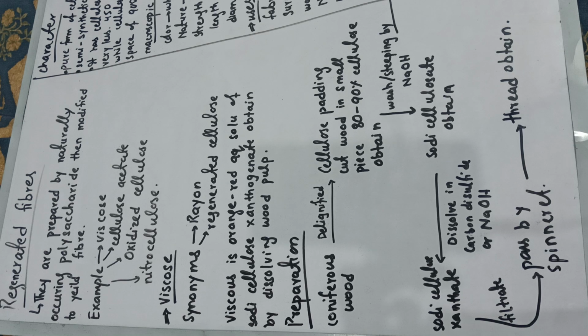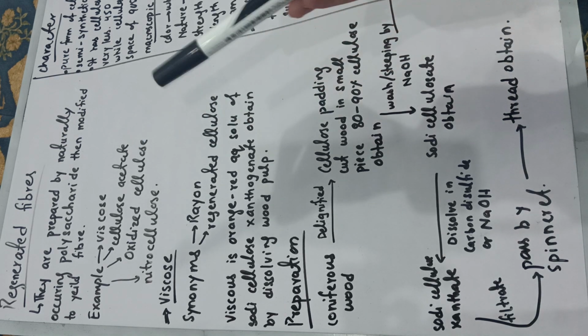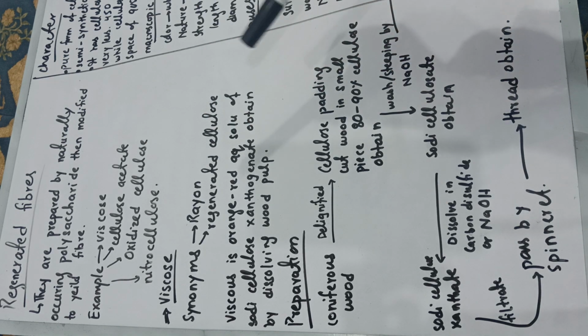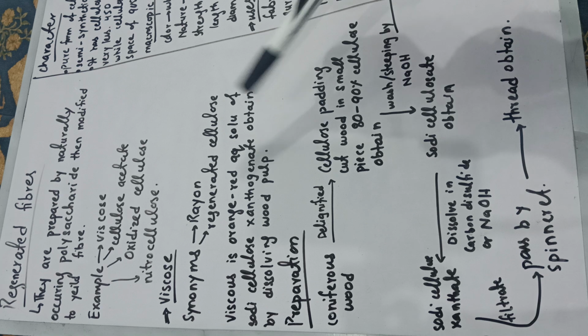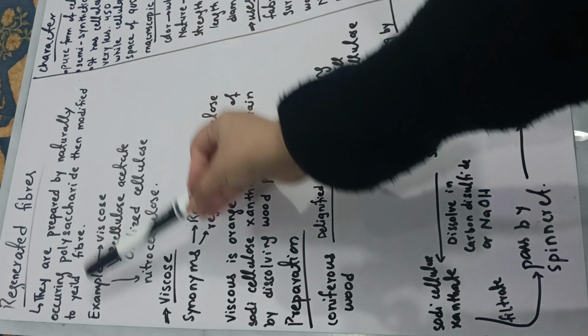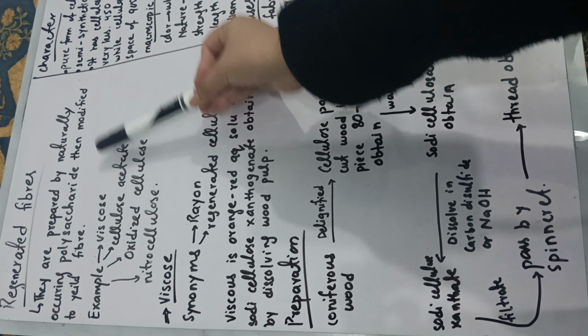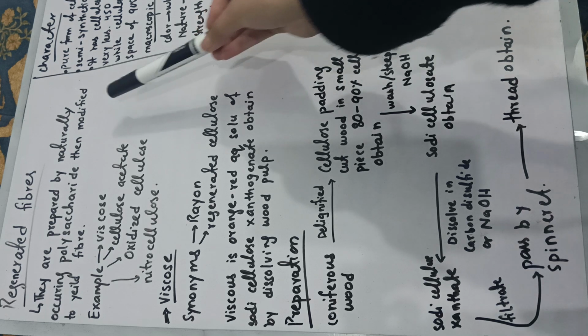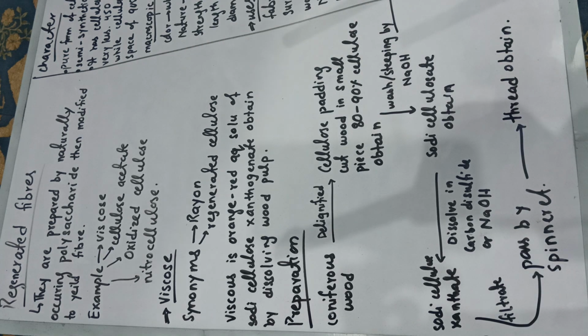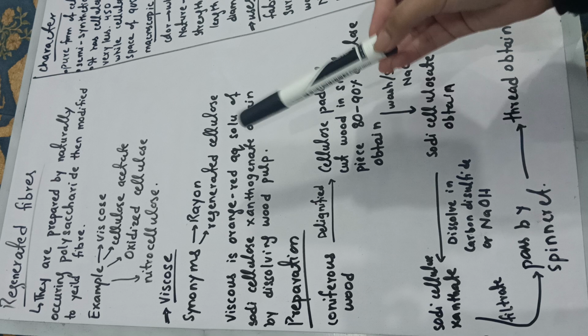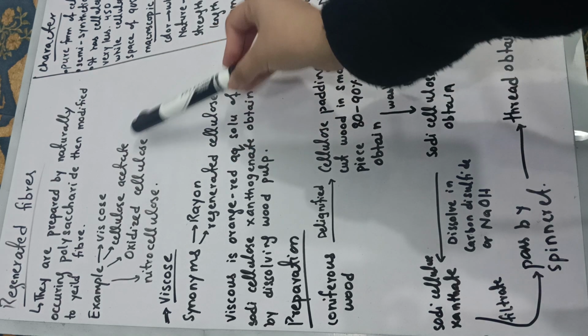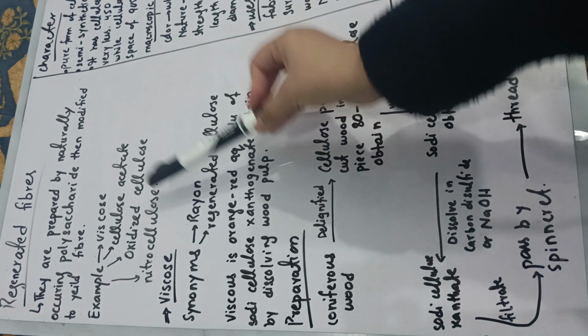Now we are starting the third classification of fibers, which is regenerated fibers. The name regenerated is given to them because they are semi-natural, semi-synthetic, so they have some naturally occurring part and some modified part. They are prepared from naturally occurring polysaccharides, but then they are modified, and due to this modification they are called regenerated fibers. Examples of them are viscose, cellulose acetates, oxidized cellulose, and nitrocellulose.